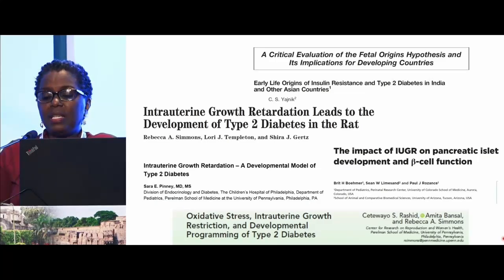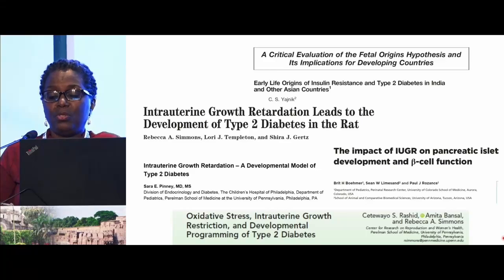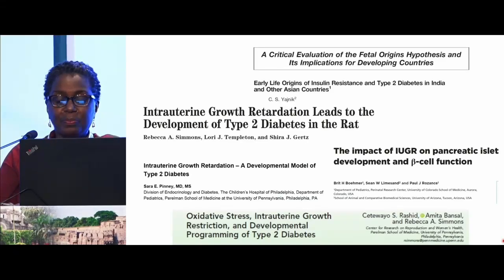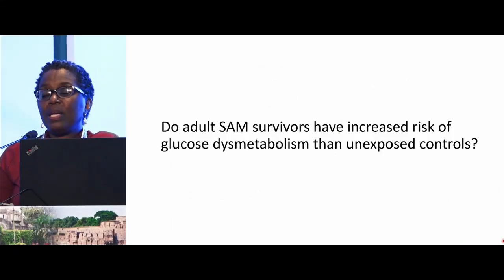Now, there's a lot of data from animal studies, famine cohorts, and observational studies, which have pretty much established an association between prenatal undernutrition and type 2 diabetes. However, data from studies linking postnatal malnutrition and diabetes risk are only emerging and are few in number. So the question we wanted to ask in our research group is whether or not adult SAM survivors have an increased risk of glucose dysmetabolism than unexposed controls.